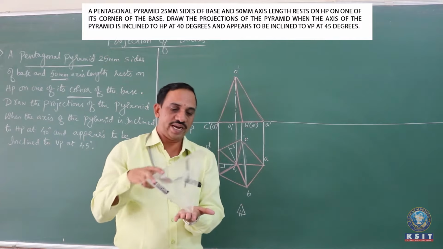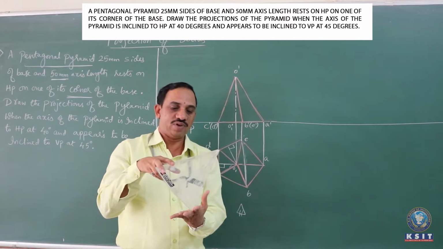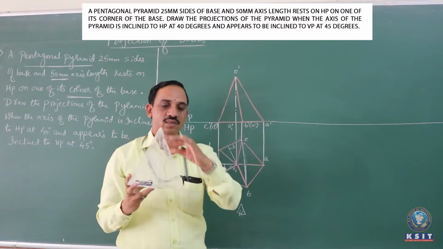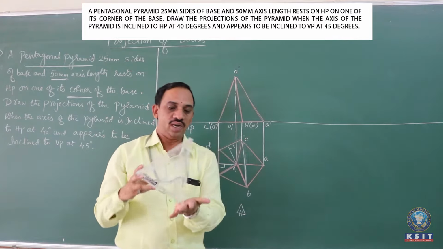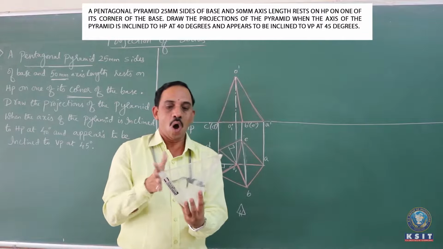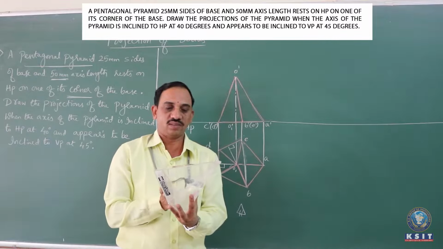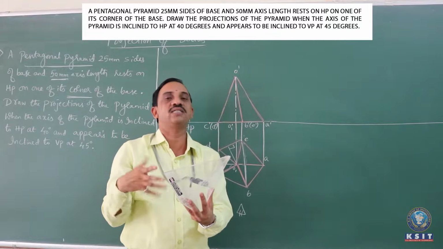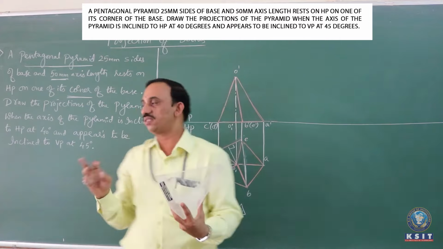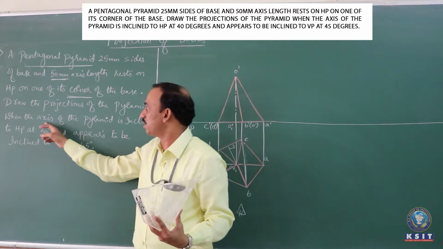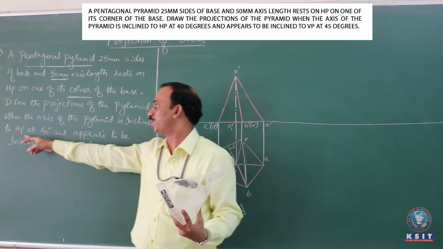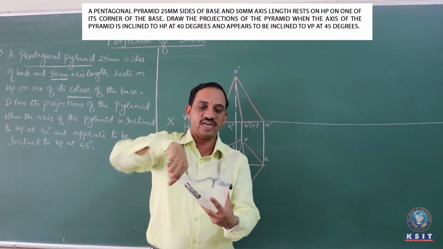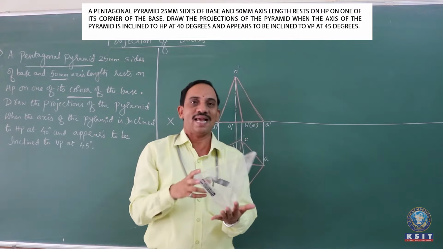Now when I start to tilt, we have 3 conditions which can be given in the question. One is, either the slant edge connecting to this corner itself should make a certain angle, or else the base face itself should make a certain angle, or else the axis which enters inside the solid itself should make a certain angle. Among these 3 conditions, the question says the axis of the pyramid is making an angle of 40 degrees to HP. So we should have the axis which enters inside the solid make an angle of 40 degrees.